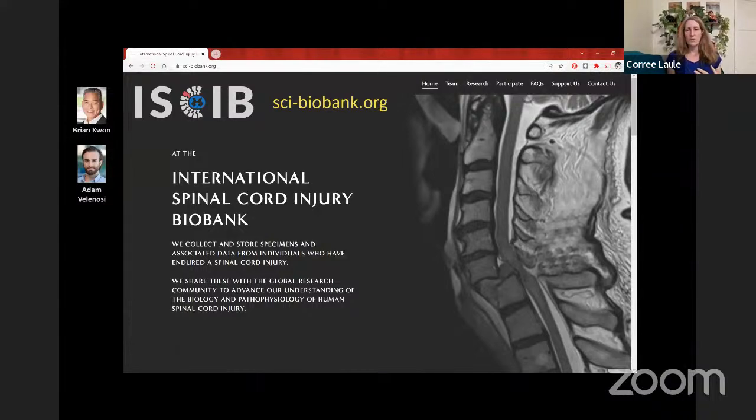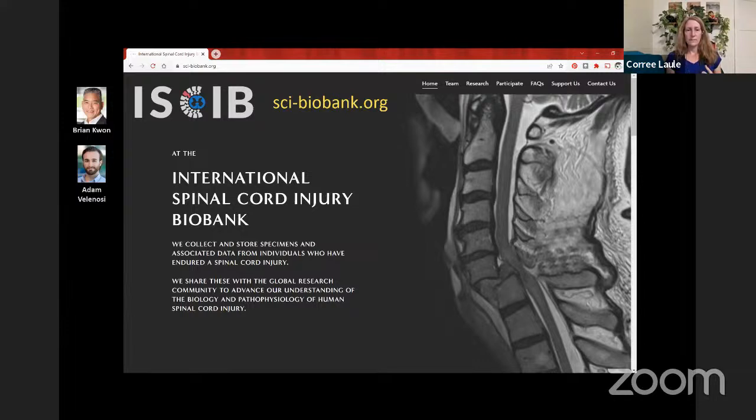For this work, we used tissue from the International Spinal Cord Injury Biobank. This is a biobank that has been recently established at Vancouver General Hospital, led by Dr. Brian Kwan and being managed by Adam Bellanosi. This is a new biobank that just started a couple years pre-pandemic, late 2018, I believe. Dr. Kwan's a spinal cord surgeon, and so he's the one who's seeing people as they come into the front lines in the emergency department.